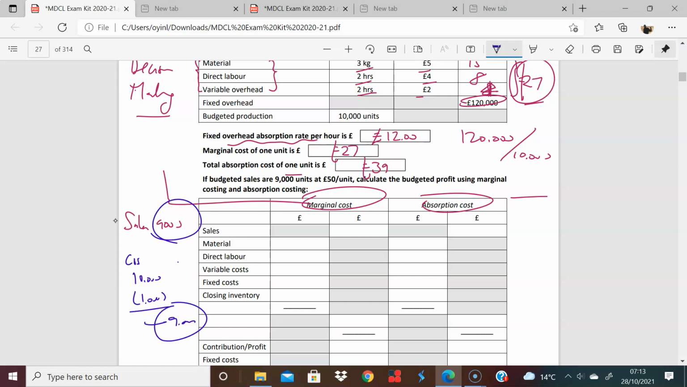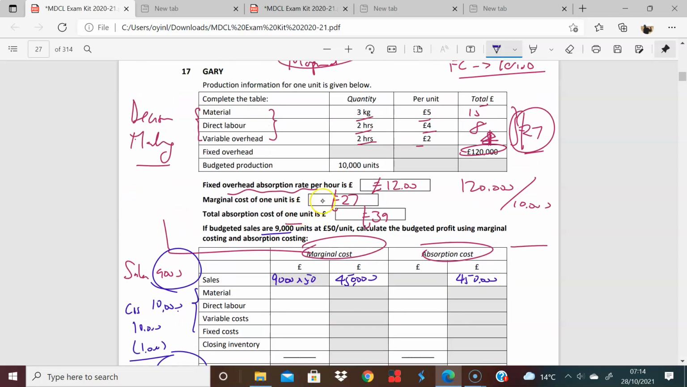So let's jump in. It says you sell 9,000 units at £50 each. So that's 9,000 times 50. That's 45 and 4 zeros, 450,000. The same would apply, of course, to the absorption cost. So in terms of production, remember you're producing 10,000 units, but you do have closing inventory. So let's deal with this based on the 10,000 units for both, right? We know that it costs you £15 a unit, doesn't it? We can clearly see it here.